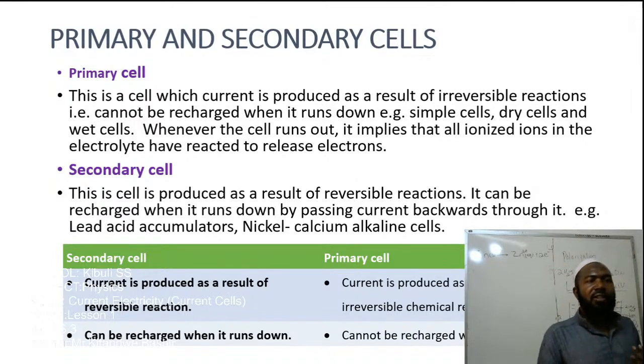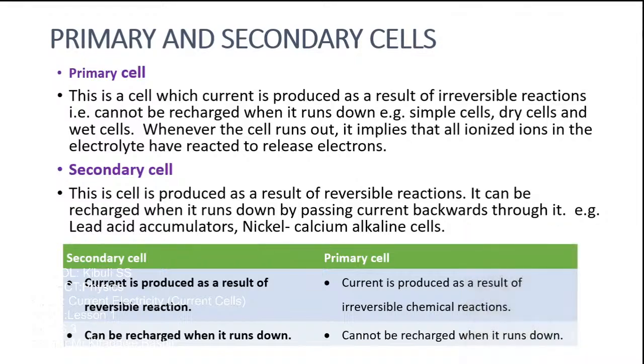So how can it be recharged? We are going to see the process of recharging. But we only pass the current in the reverse direction through the same cell, so that the direction of the chemical process reverses, and therefore the battery can work again. So these are lead acid accumulators. These are the normal batteries.